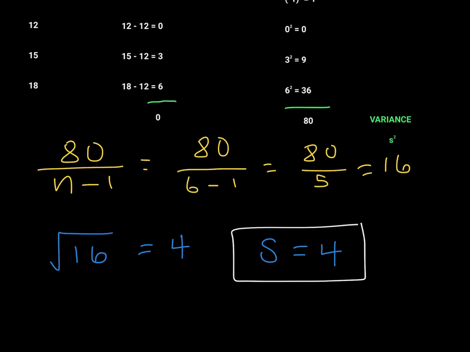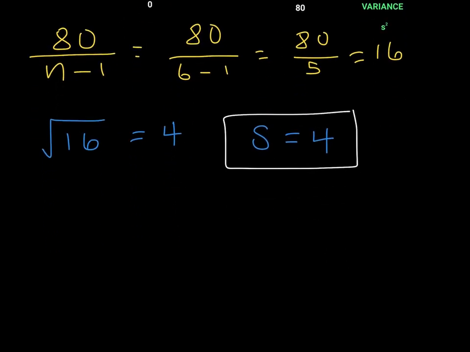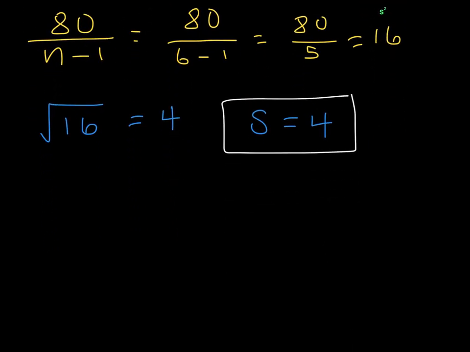Now we can develop a formula for finding the standard deviation, so you don't have to follow all of those steps necessarily. Notice that the first thing we did is we found the mean, right? And then the next thing we did is we subtracted the mean from each piece of data. And then we squared that difference, right? And then we found the sum of all of those squares.